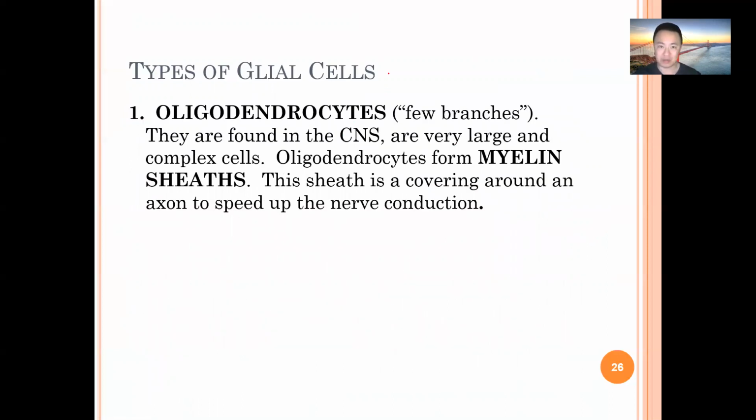Now, you have glial cells in your nervous system, and there's several different types of glial cells. The first are the oligodendrocytes, and these are found in the central nervous system. That's key here, found in the central nervous system. And these are very large and complex cells. The oligodendrocytes form the famous myelin sheath, which helps to speed up the conduction of a neural impulse. And this sheath is a covering around the axon to speed up the neural conduction.